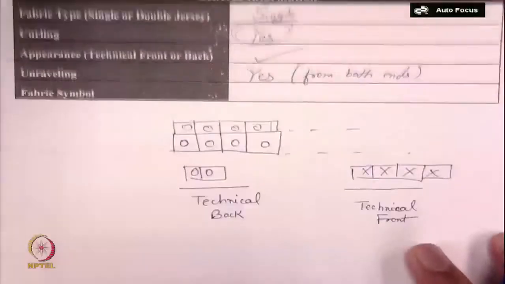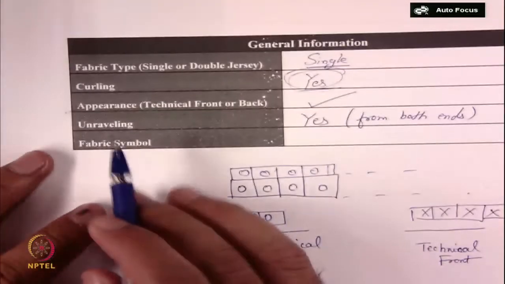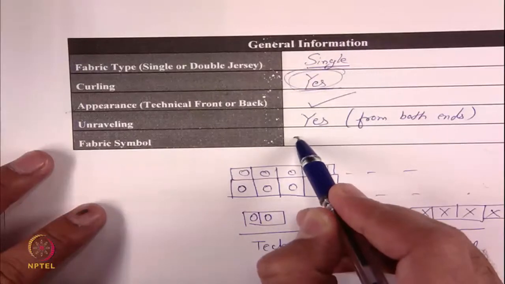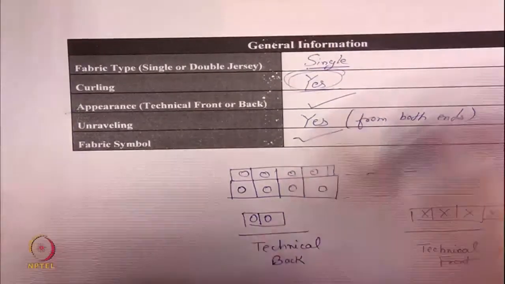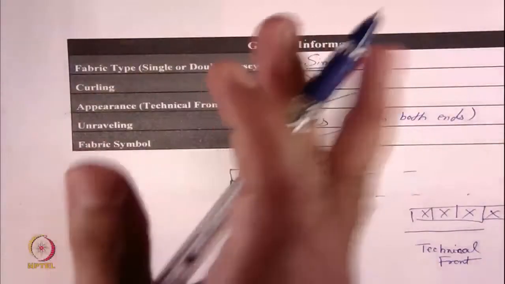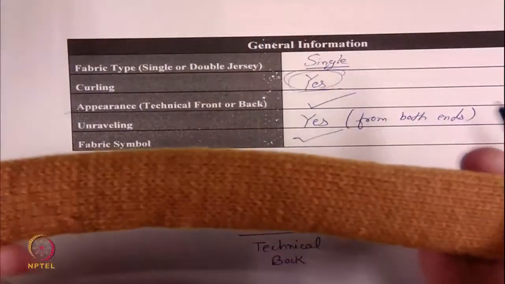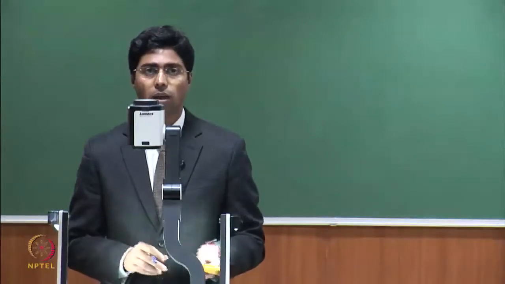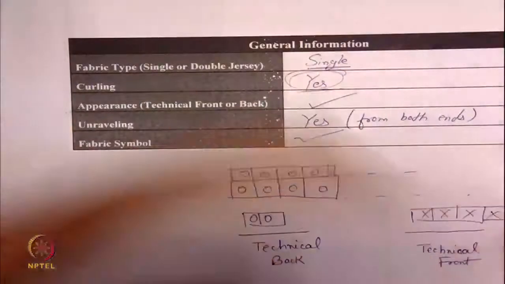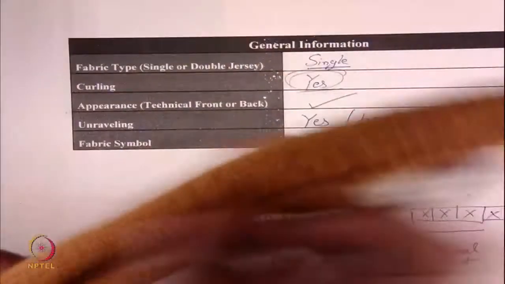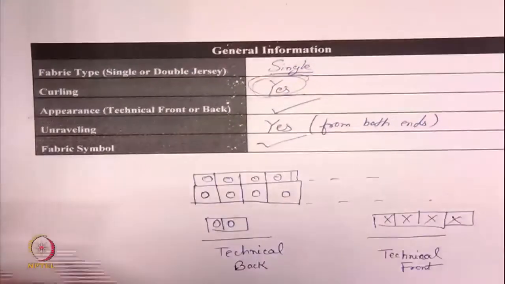Okay. So, fabric symbol also the key things which I hope you would be able to do that. This is the basic general information, general nature of the fabric: whether it is a single jersey, whether it is curling, from which side, what is the curling nature, what is technical front, what is technical back. Unraveling, whether it is doing unraveling, yes or no, fabric symbol. These are some things which you should be knowing, how to represent this fabric structure.